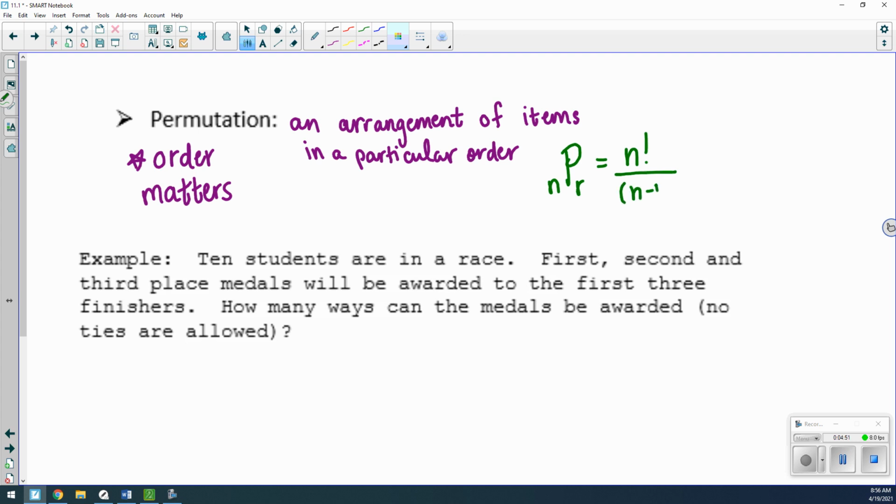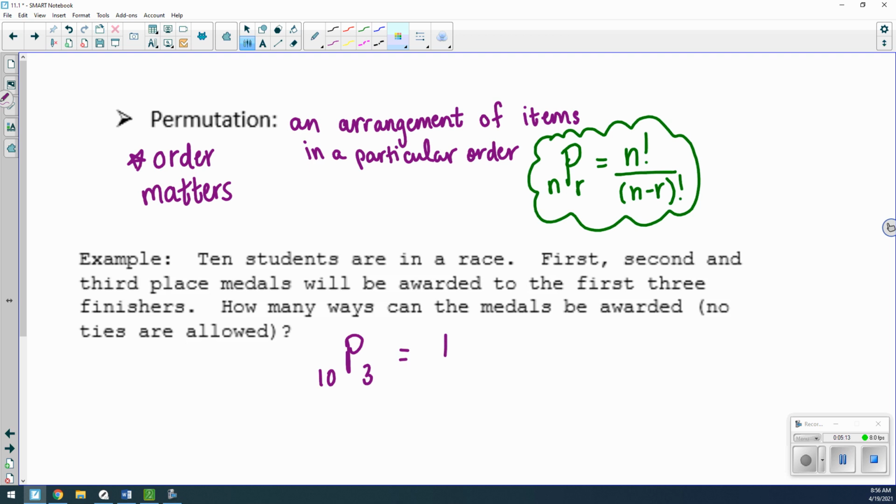N minus R factorial. So that's our formula. We're going to come back to that a lot. This is our formula for permutation. So what we're going to do in this example is take 10 students and choose 3 of them to earn first, second, and third place, or maybe gold, silver, and bronze.